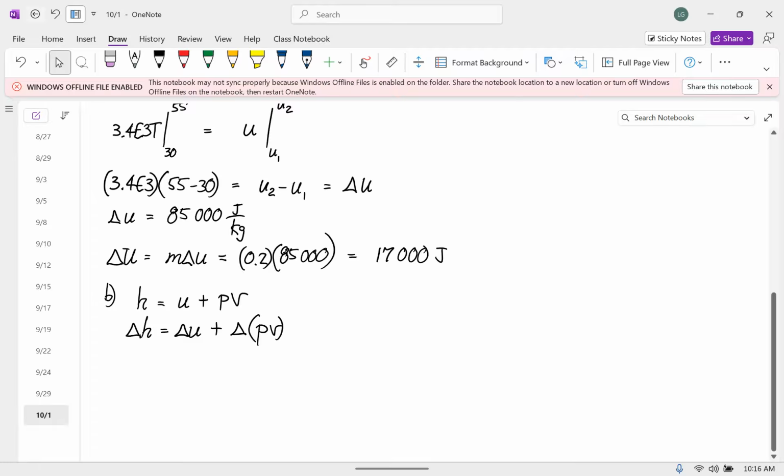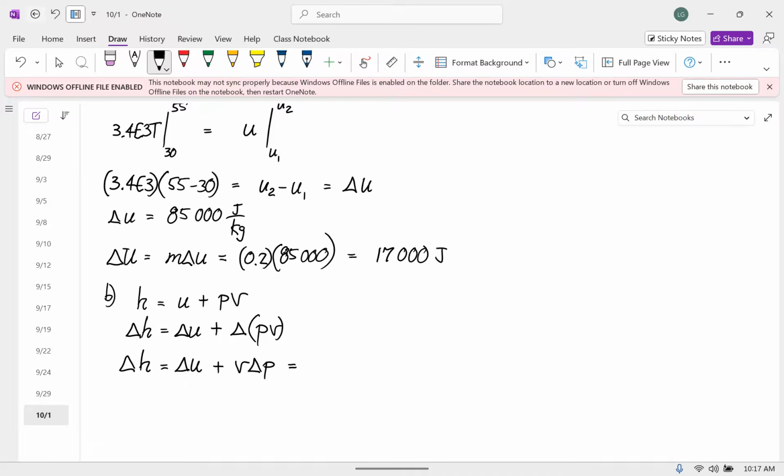Since it's incompressible, we can write this as change in specific enthalpy is equal to change in specific internal energy plus, which one of these two comes outside of the change? I'm going to assume you said specific volume? Yes, good. Because specific volume is constant, this is just equal to V times the change in the pressure.